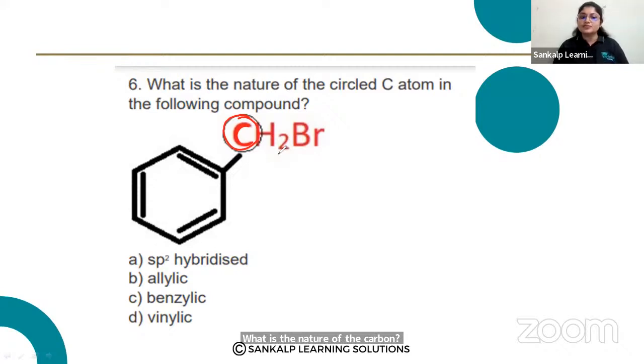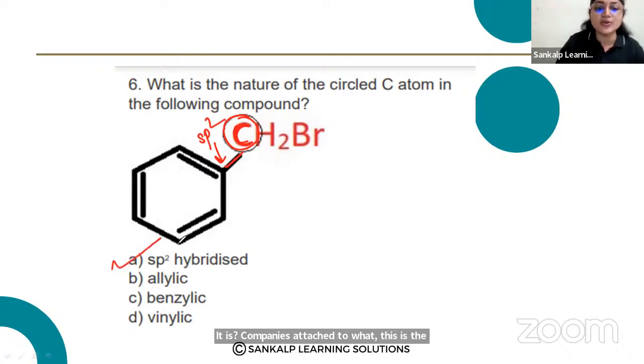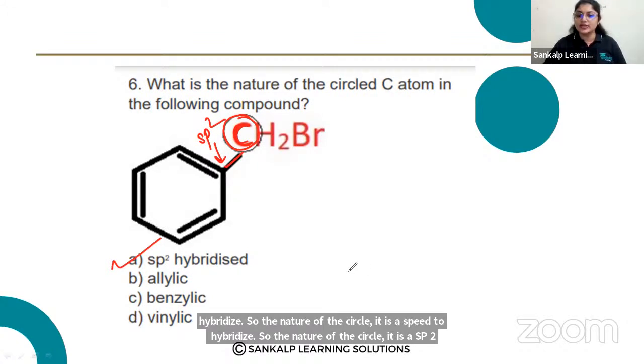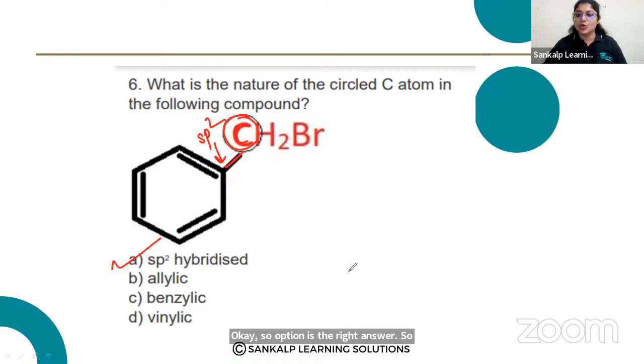This carbon is attached to a carbon which is sp2 hybridized. So the nature of the circled carbon is sp2 hybridized. So option A is the right answer. We'll go for the next one.